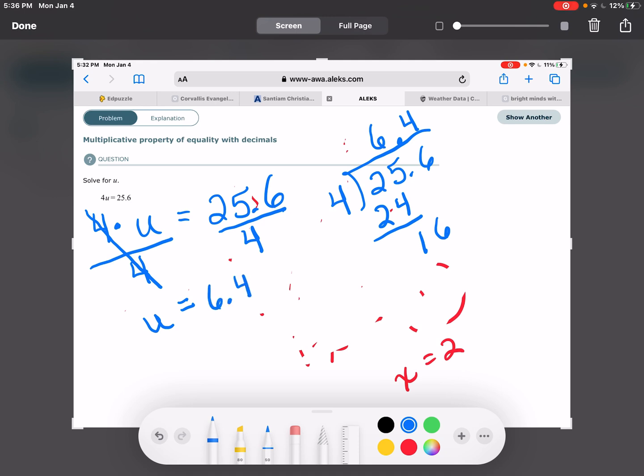So you just got a little bit of multiplicative property of equality, or division property of equality, and a little review of how to divide when you're using a decimal. So hopefully you've done that before, and if you need a little more help with that, let me know.